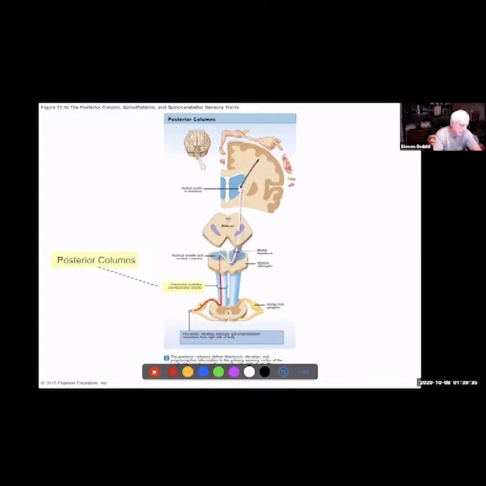And this is your posterior column here, fasciculus gracilis and the fasciculus cuneatus. They run up through the spinal cord. They cross over to the contralateral side, then run up into the thalamus, and they get into the cerebral cortex. So that's how your posterior columns run.